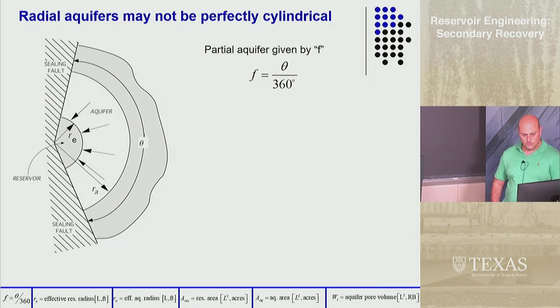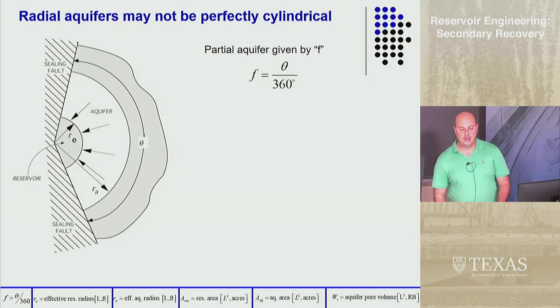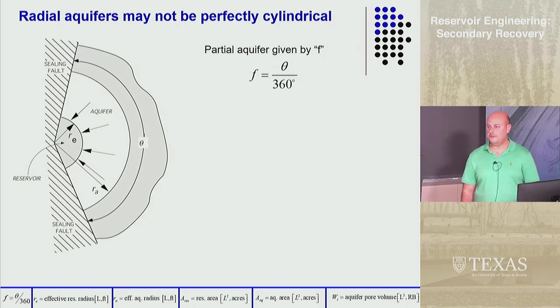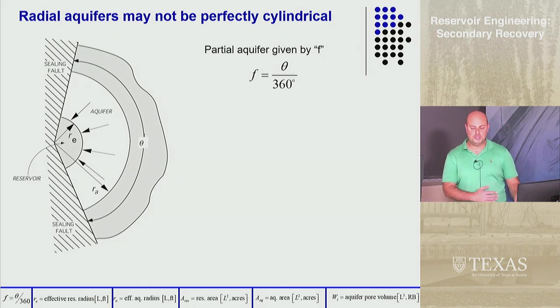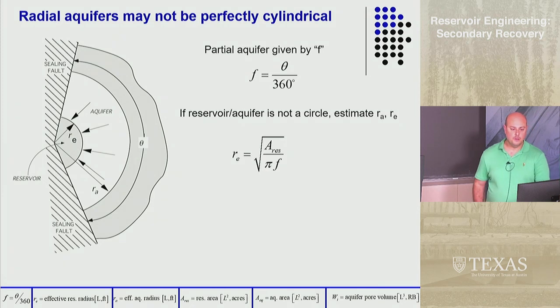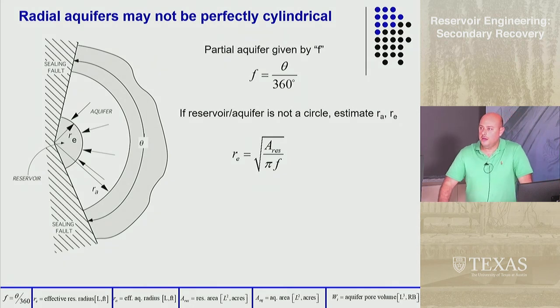So what we'll do is we'll introduce this dimensionless factor, F, which is the actual angle divided by 360. So if theta were 360, then you'd have a full cylinder, and then F would just be 1. If theta were 0, then that would be not even there, and then F would be equal to 0. So F is going to be somewhere between 0 and 1. If the aquifer is not a circle, we have to give an estimate of our radii, right?